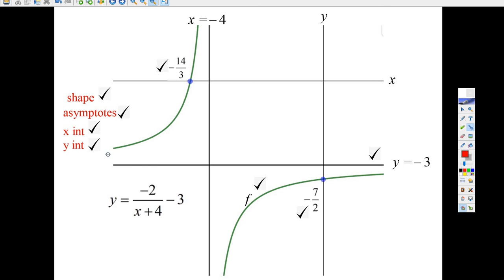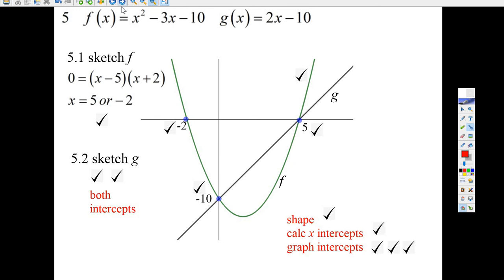I cheated and got a computer to do this. You would just have to have those asymptotes, have the intercepts all done in the basic shape, and I labeled it as f here because the function is f, and there's the sketch of it. And there it is done. And I think that's question 4. We'll start with question 5 in the next video.